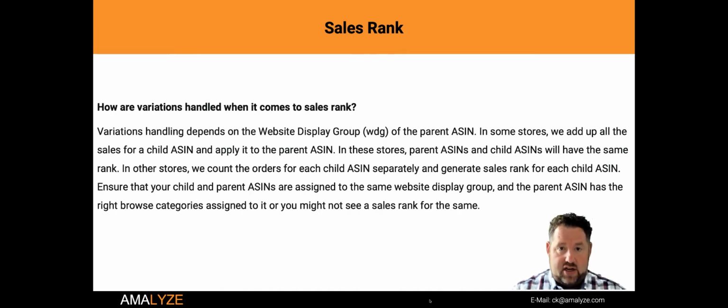How are variations handled when it comes to the sales rank? Of course, this is a very important topic. Amazon clearly states that there are some parent and child ASINs which can have the same rank. This really just depends on the category. For example, if all the child ASINs are added up and then applied to the parent ASIN, or if each child ASIN is accounted on their own, and then of course they would have generated their own sales rank. Ensure that your child and parent ASINs are assigned to the same website display group and that the parent ASIN has the right browse categories assigned to it, or you might not see a sales rank for the same. Of course, this often comes down to soft and hard variations. Soft variations like clothes, for example, are usually added up, while the hard variations usually have their own ranking more often than not.